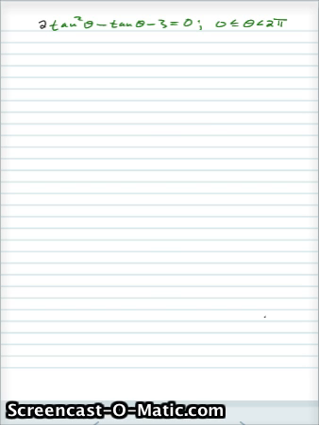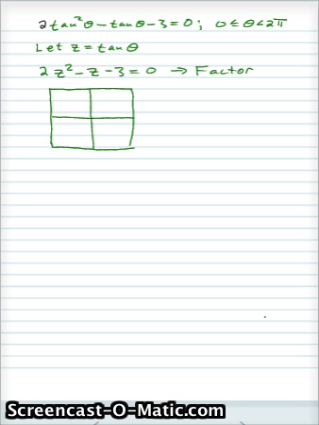Let's go ahead and introduce a new variable. So rather than trying to factor with tan theta, let me go ahead and plug in a new variable. Let's let z equal tan theta. So if that's the case, the original equation becomes 2z squared minus z minus 3 equals 0. And of course, we've got a factor. You could use the quadratic formula if you'd prefer, but I think factoring here is pretty easy.